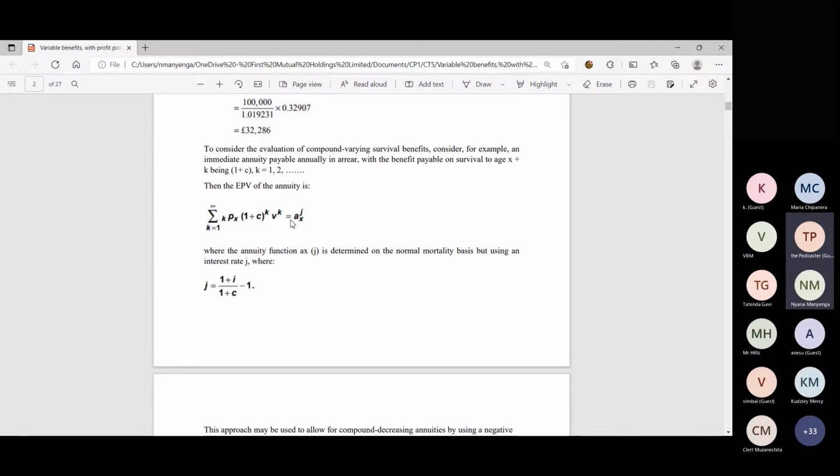So this would be equal to the annuity payable in arrears for a person aged x evaluated at the j interest rate, where j is similar, (1+i)/(1+c) minus 1. So this is also similar to the annuity payable in arrear, where the only difference is the (1+c)^k here.